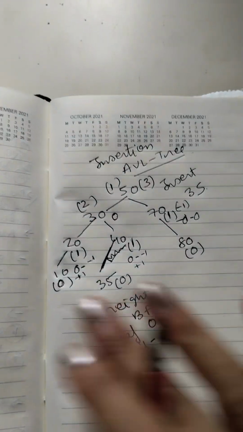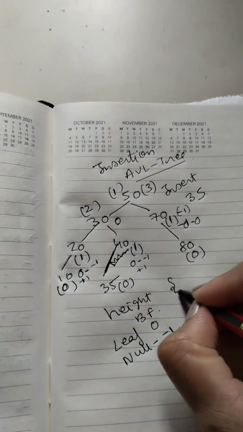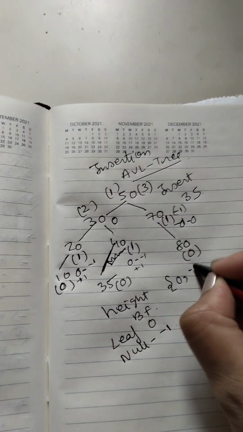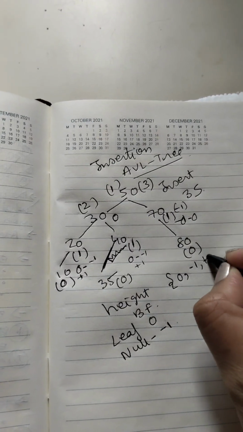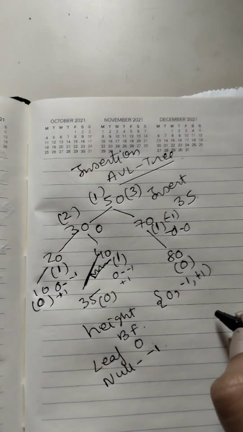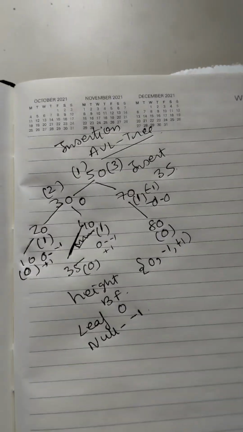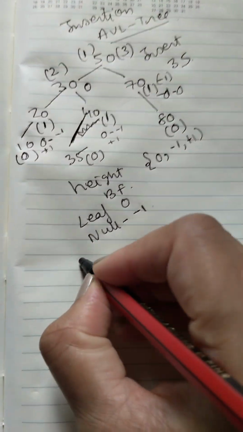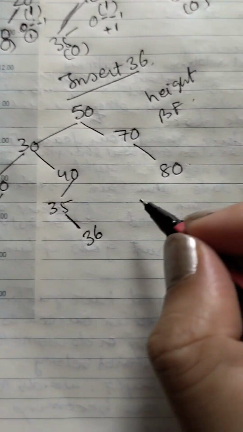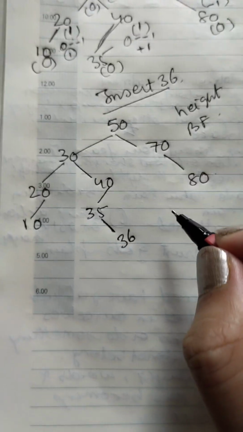As we can see, all the nodes have a balancing factor within 0, -1 and +1, which is a valid range, and therefore we do not need to rebalance the tree. Now in the same tree, let us insert a value of 36. So now we will insert 36 into the tree.